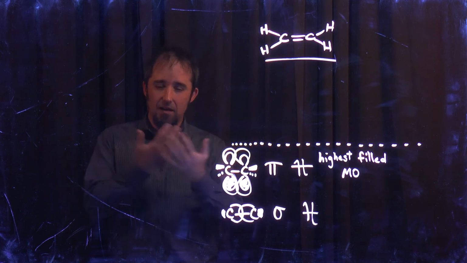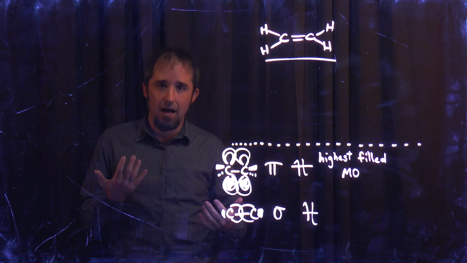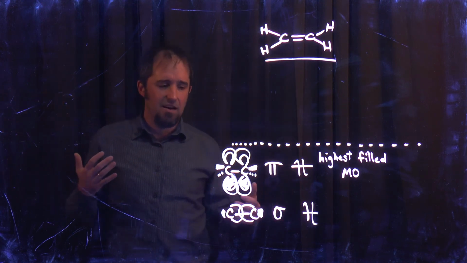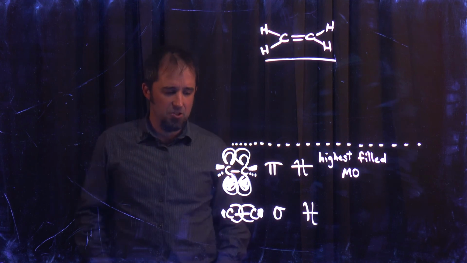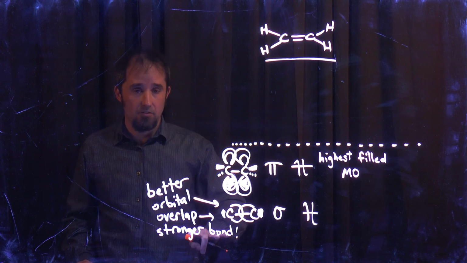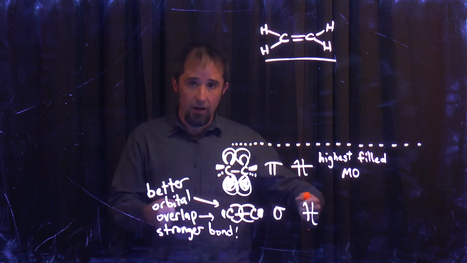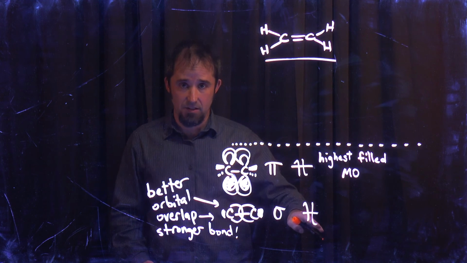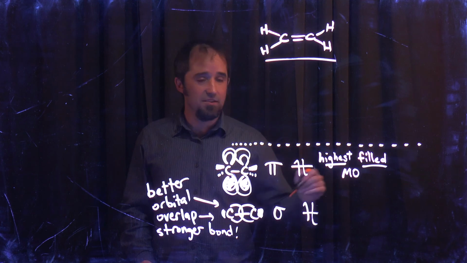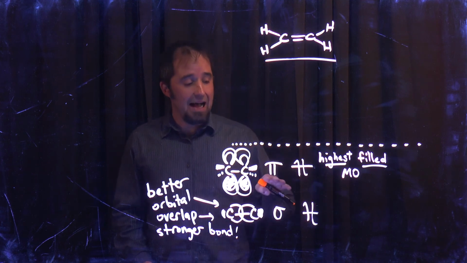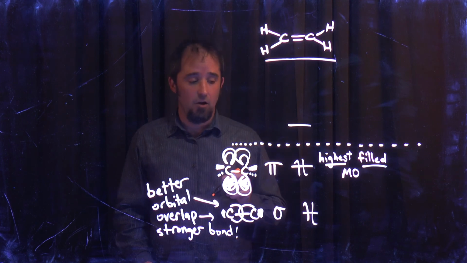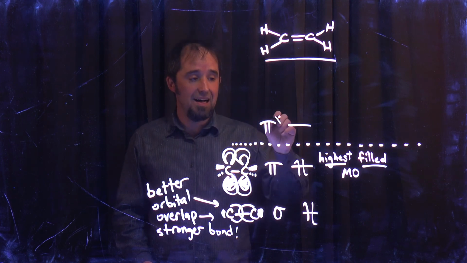Right? So they're kind of overlapping enough to make a bond, but they're more diffuse, they're more spread out, and they're kind of less on top of each other. Better overlap means stronger bond. Stronger bond, again, meaning harder to break, lower in potential energy. So in this molecule, my highest filled MO is probably this pi orbital. My lowest unfilled MO is going to be the pi star orbital.